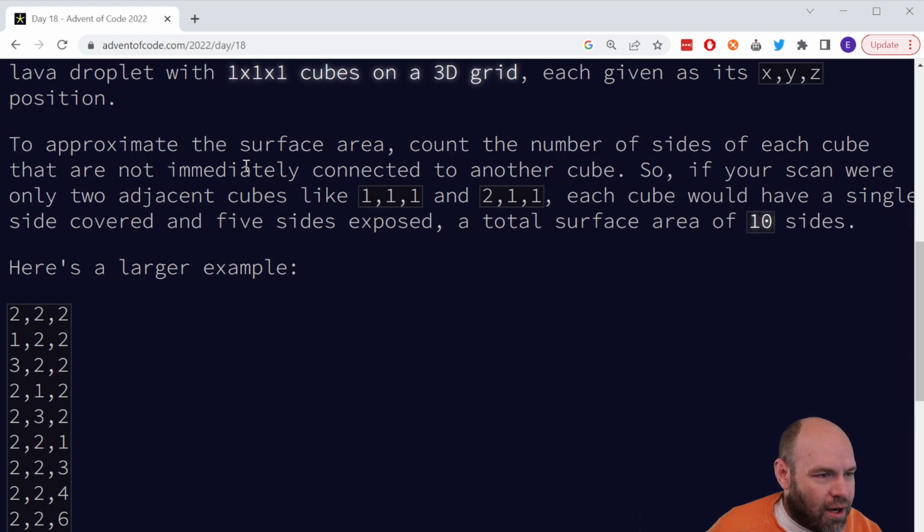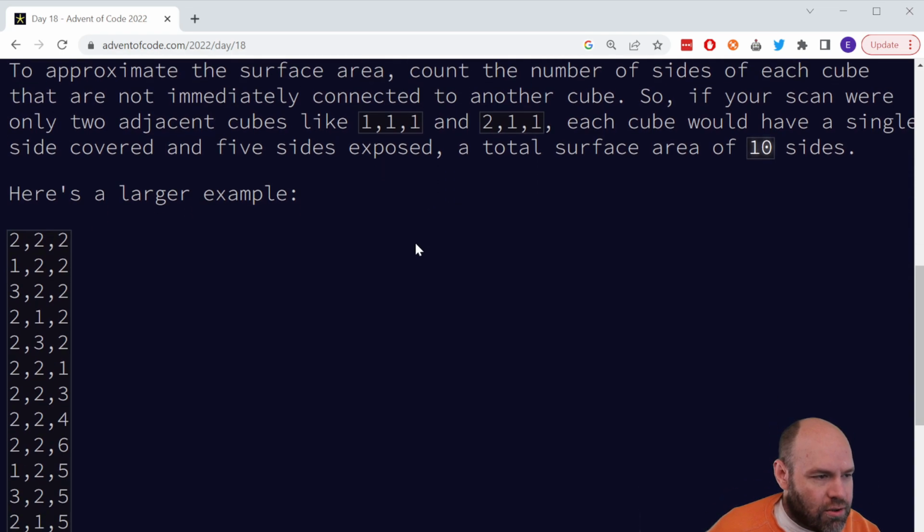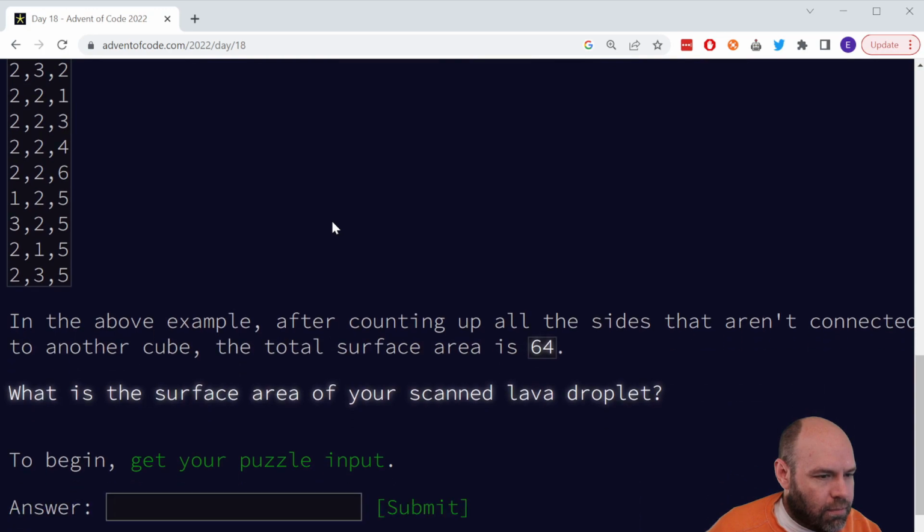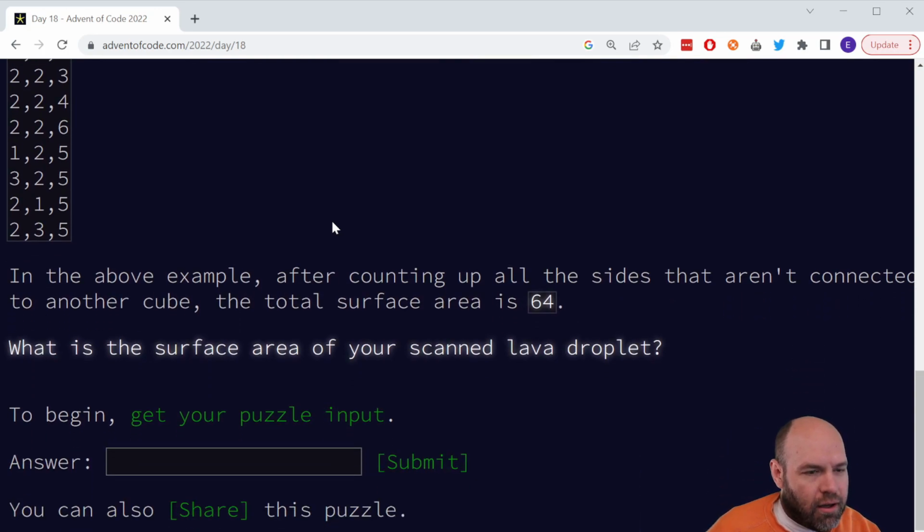Great. To approximate the surface area, count the number of sides of each cube that are not immediately connected to another cube. So if your scan were only two adjacent cubes, like 1,1,1 and 2,1,1, each cube would have a single side covered and 5 sides exposed, a total surface area of 10 sides. Here's a larger example. In the above example, after counting up all the sides that aren't connected to another cube, the total surface area is 64. What is the surface area of your scanned lava droplet?